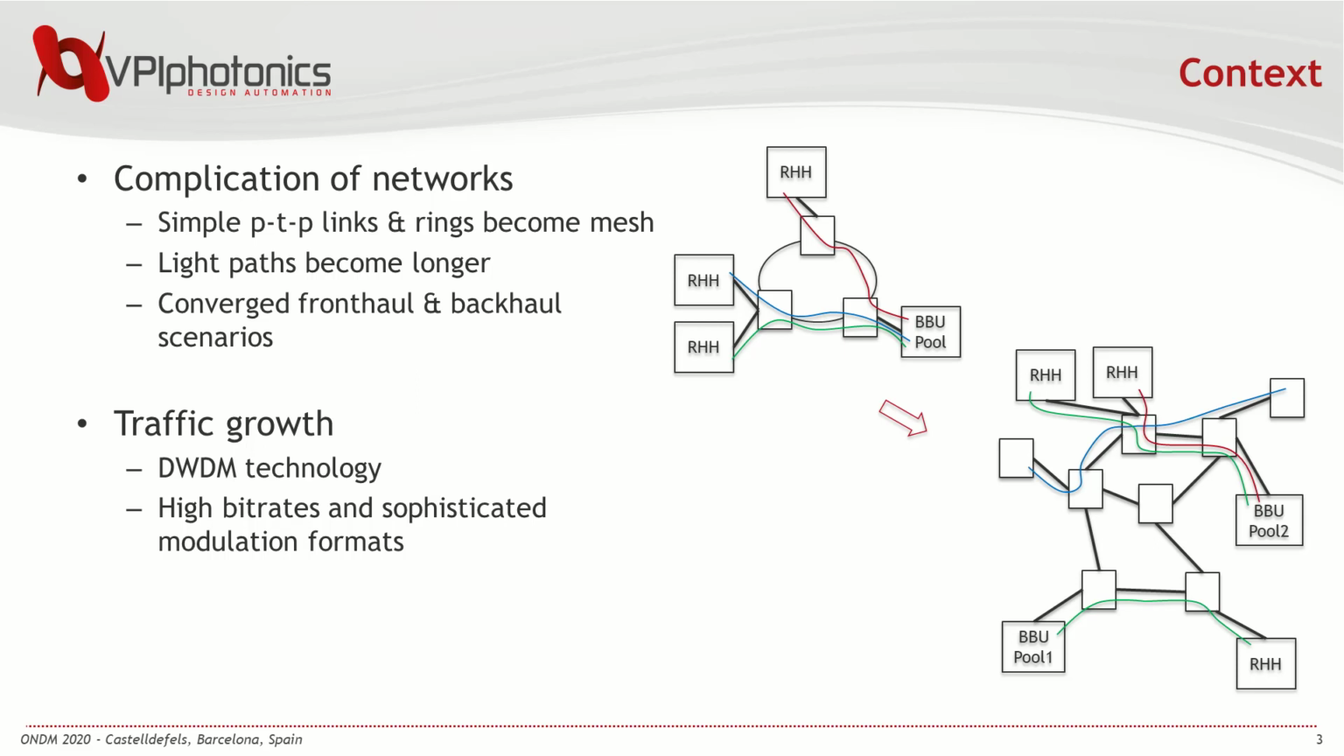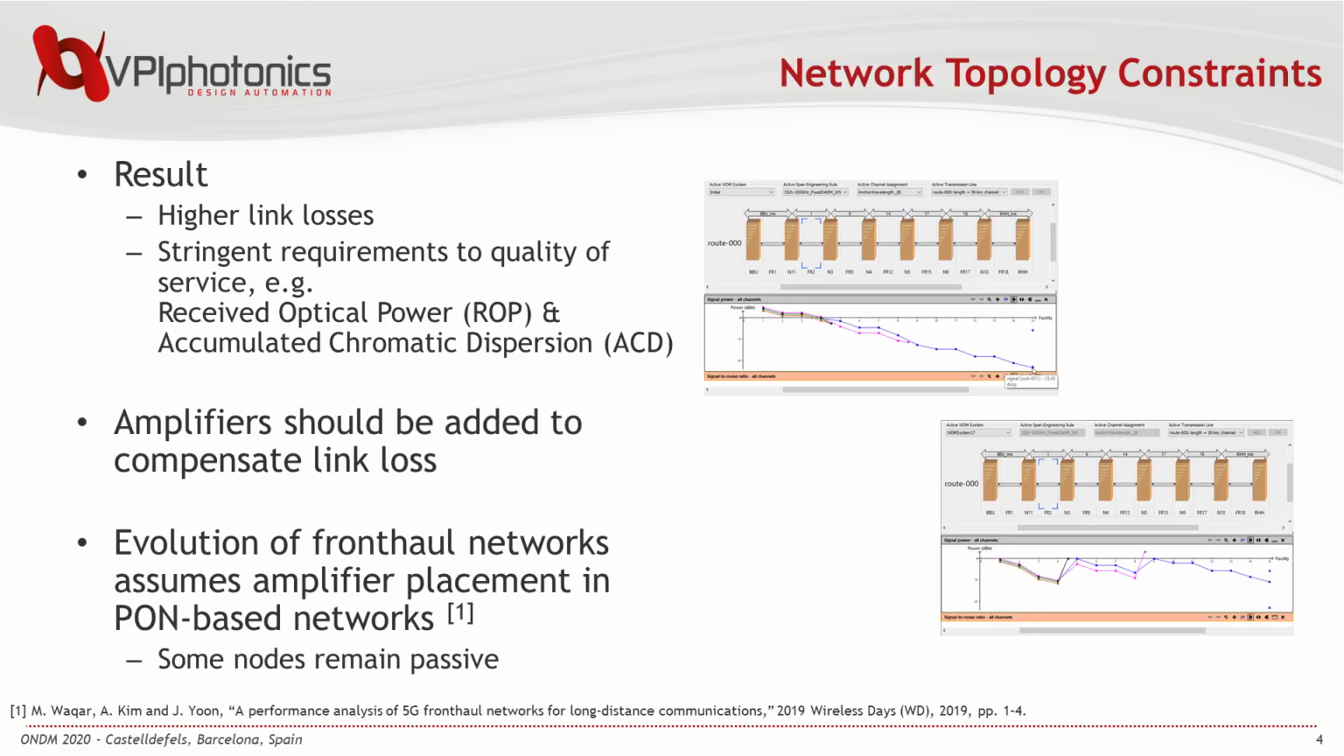Due to constant traffic growth, DWDM technology along with high bit rates and sophisticated modulation formats become important in front-haul networks. As a result, high link losses, which include loss of optical fibers and DWDM equipment, for instance multiplexers, and stringent requirements to quality of services require amplification of optical signal. Along with the power budget of the light path, the location of amplifiers should also be accounted.